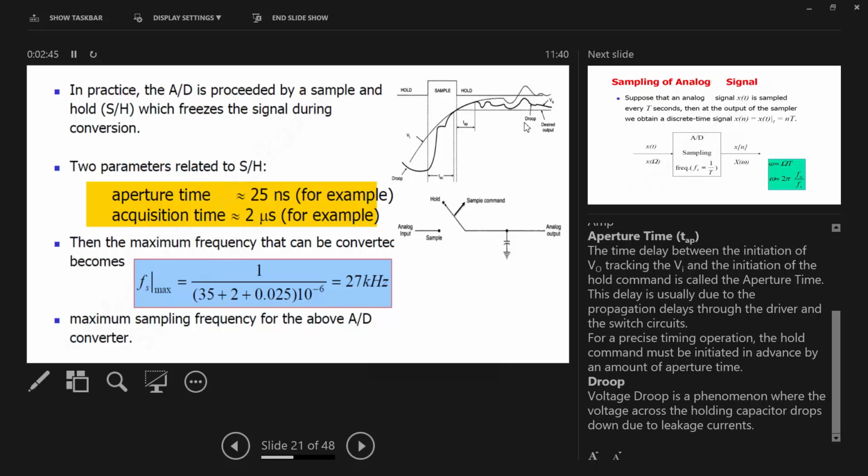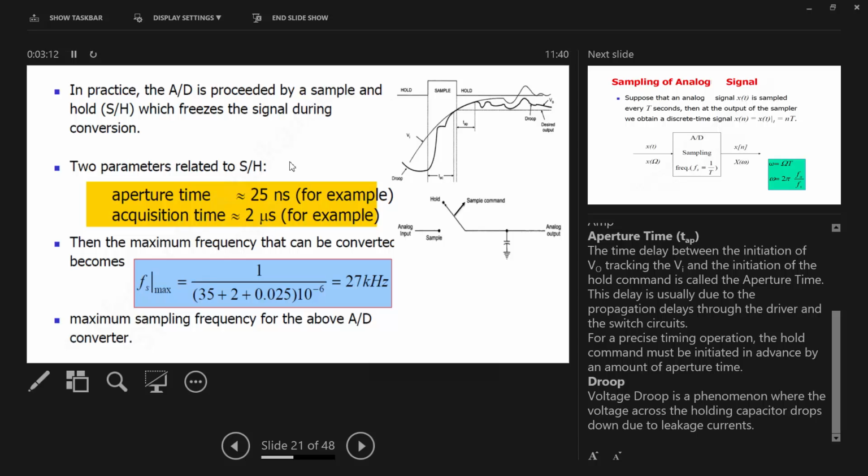Actually, these droops in the signal have to be minimized. That will depend on the quality of the sample and hold circuit used. But let's concentrate on our requirement. Two parameters related to sample and hold circuit are there: aperture time, for example, let's say it is 25 nanoseconds, and the acquisition time is 2 microseconds.